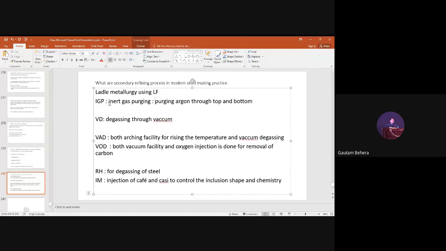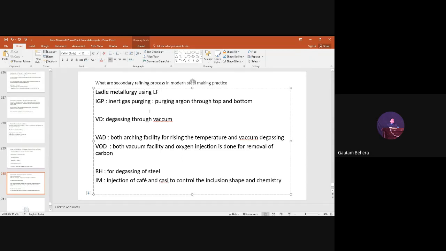Homogenization in terms of temperature as well as composition. Suppose we have added some alloying elements and we want the alloying elements to be uniformly distributed throughout the steel. So we can purge inert gases from the bottom of the ladle or from the top. Basically, there is a facility to purge the inert gas from the bottom of the ladle, so that the inert gas will bring agitation in the steel and it will bring homogenization in terms of temperature and composition, right?